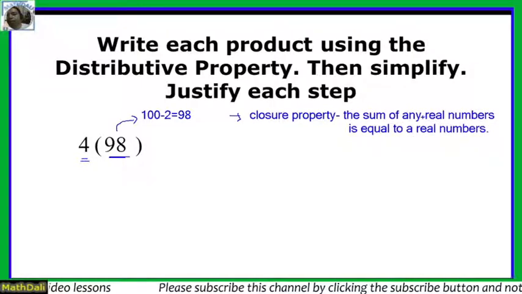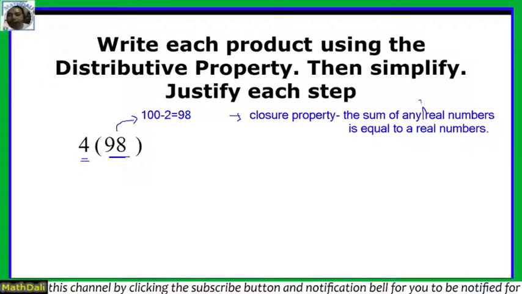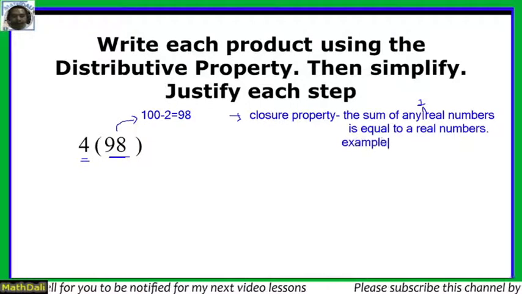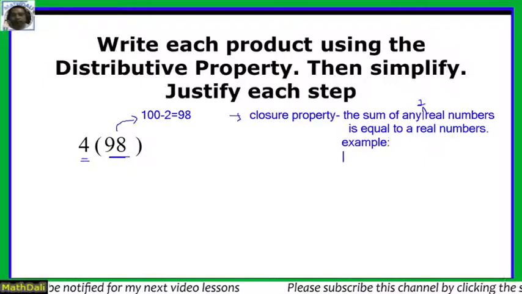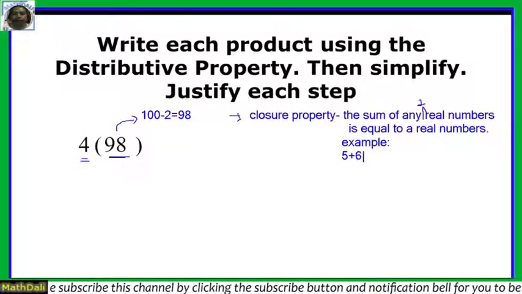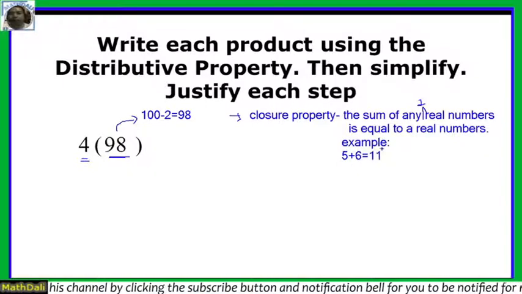Dagdag lang dito, the sum of any two real numbers. Ayan, the sum of any two real numbers is equal to a real number. So, example natin, magbibigay ako ng example dito. Sige, example, bago natin sagutan yung problem. Let us have 5 plus 6. That is equal to 11.